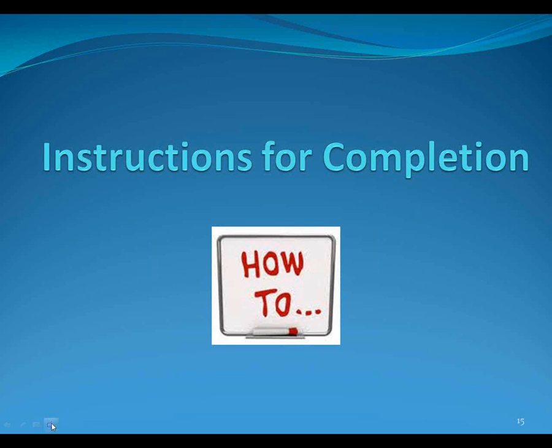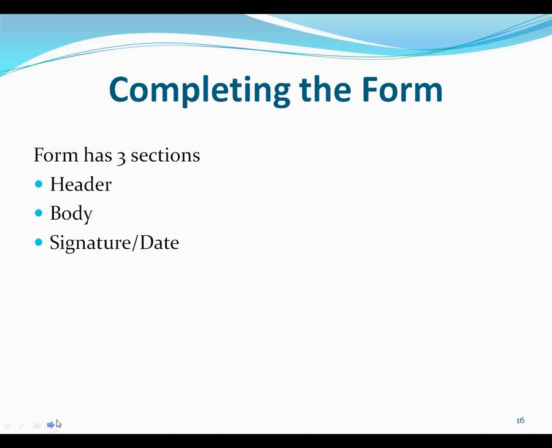So, instructions for completion. How are we going to fill out this form? You may want to take out the HHCCN now. And when you're completing the form, there are 3 sections: the header, the body, and then finally the signature page. I mean the signature and the date at the end of the page.